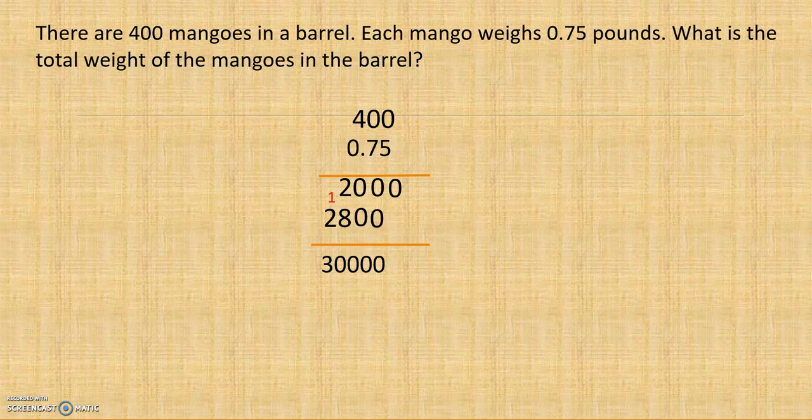Now, let's count how many decimal places the numbers that we both multiplied have. Since 400 is a whole number, there is no decimal point. And for our second factor, we have 0.75. So this is 75 hundredths. So it means 2 decimal places. So now let's put our decimal point from the right to the left 2 places. So our final answer is 300.